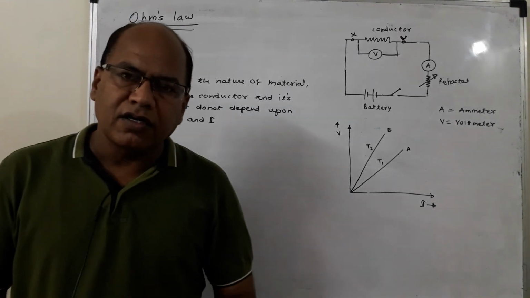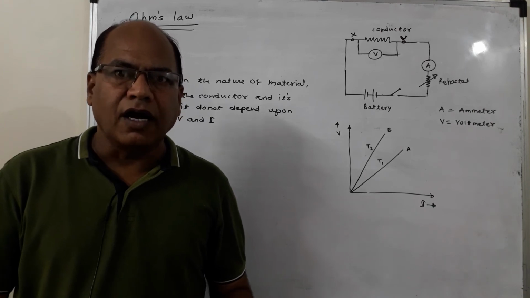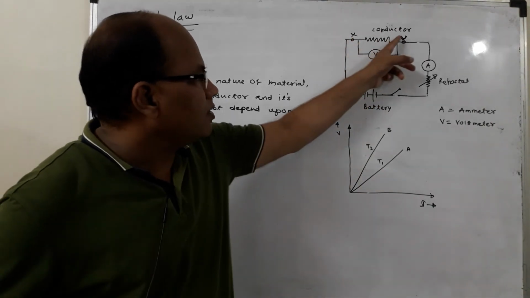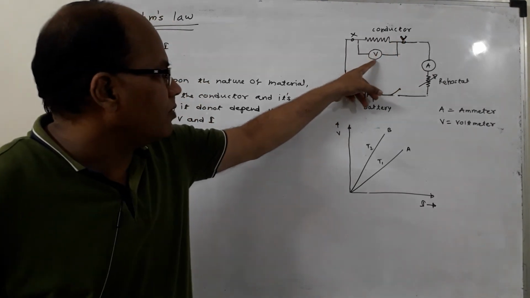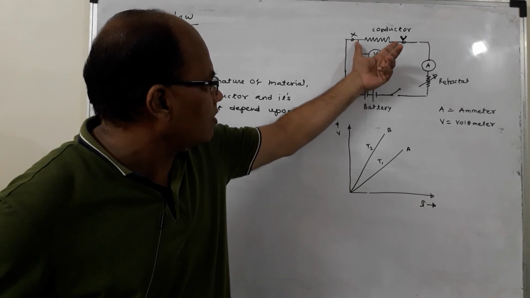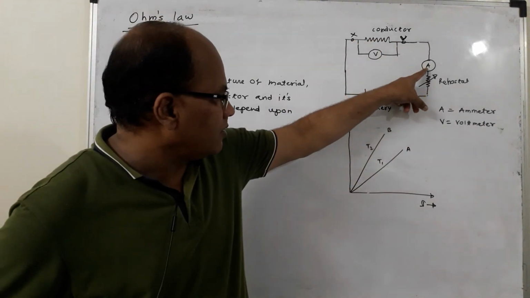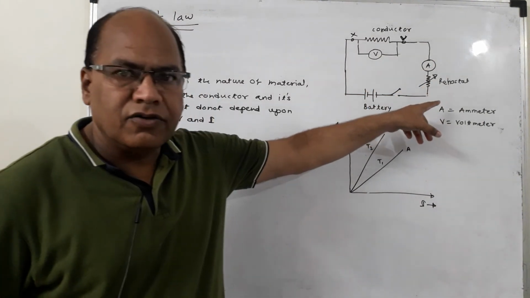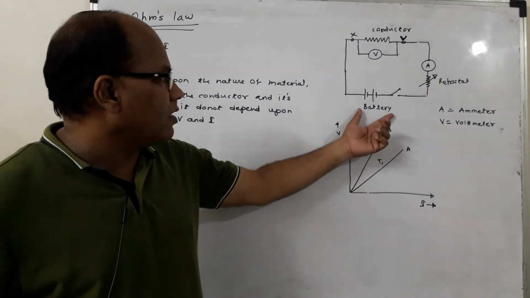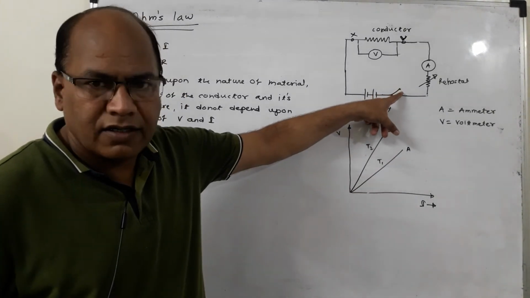This Ohm's law can be verified by using the voltmeter ammeter method. I have shown the figure. XY is the conductor, V is the voltmeter. In order to measure the voltage or potential difference across the conductor, it is connected in parallel with that conductor. Then A represents the ammeter. Rheostat, you know the rheostat, it is a variable resistance, and the battery is connected over here. The key is shown at this position.